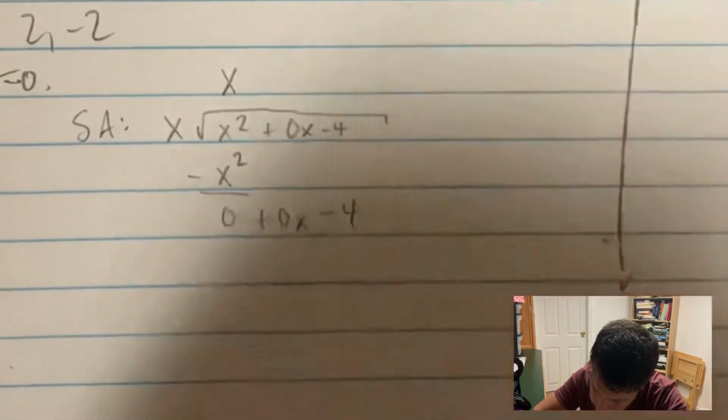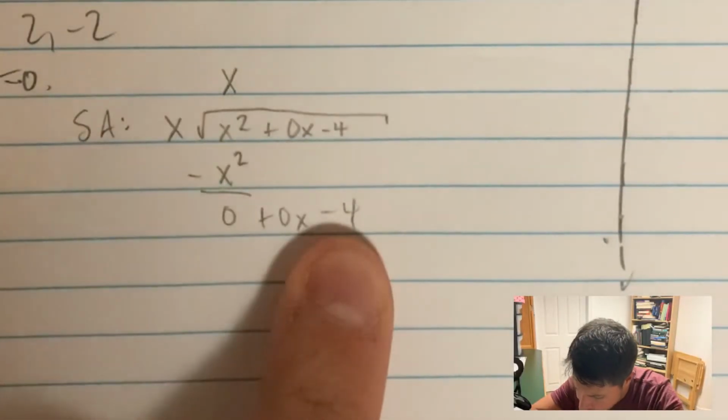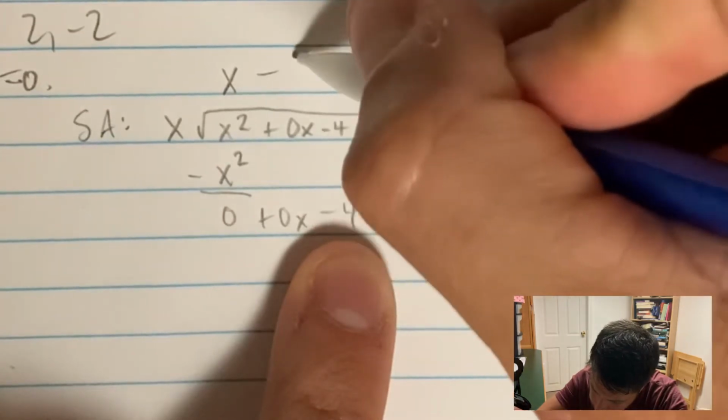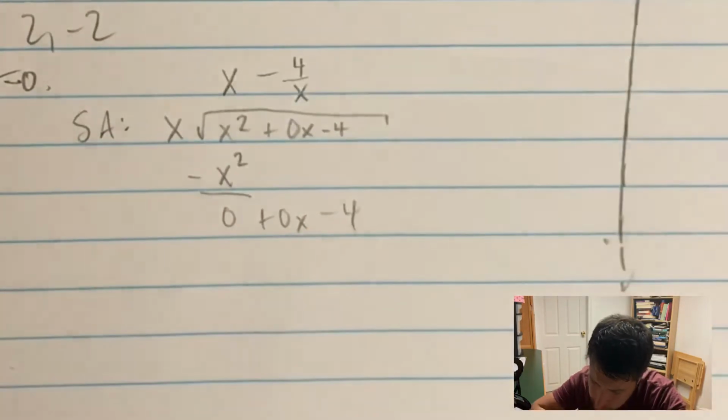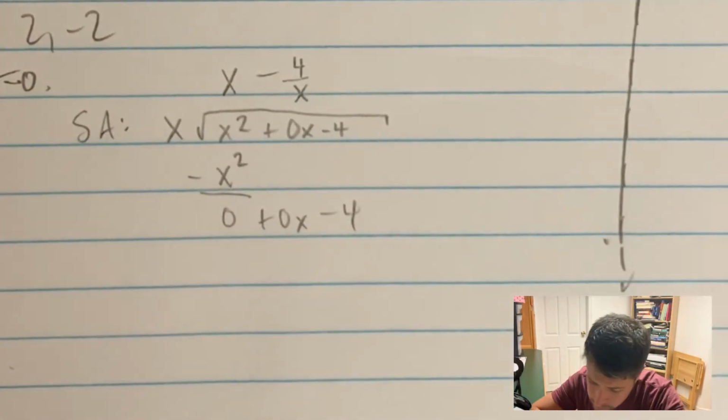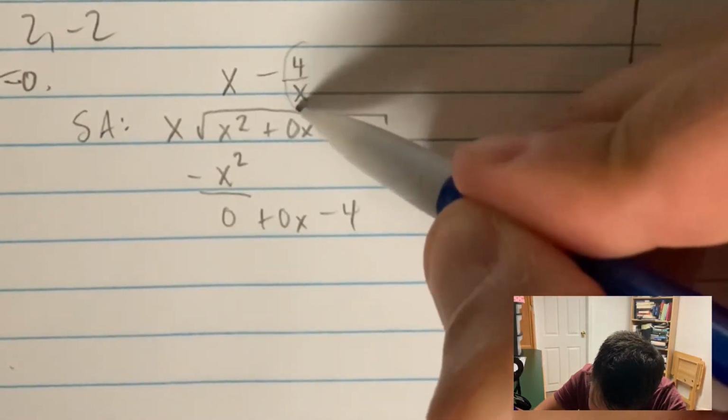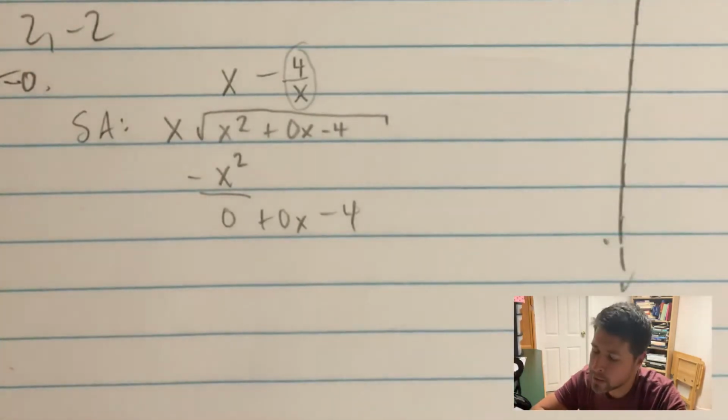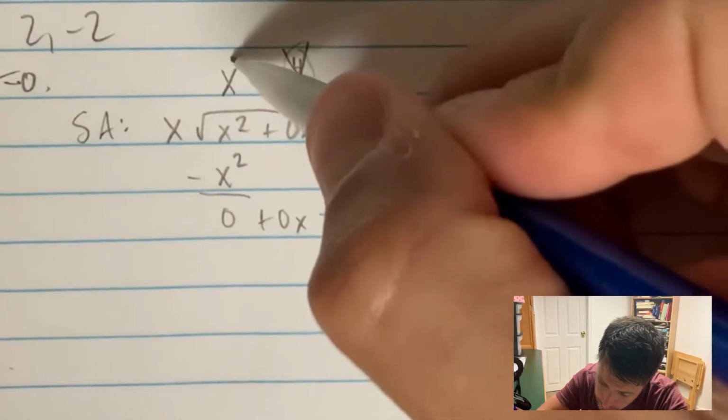I can bring this down, I have nothing, and I bring down the minus 4. X does not go into negative 4 at all, so the negative 4 is my remainder. So we're going to write this as x minus 4 over x. This remainder, as x gets very, very large, is going to disappear. And so the x is all that I have left for my slant, which is going to be y equals x.